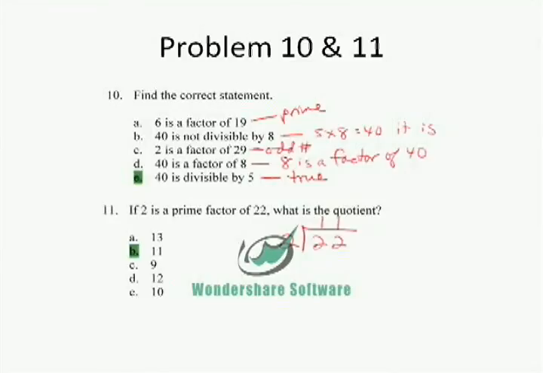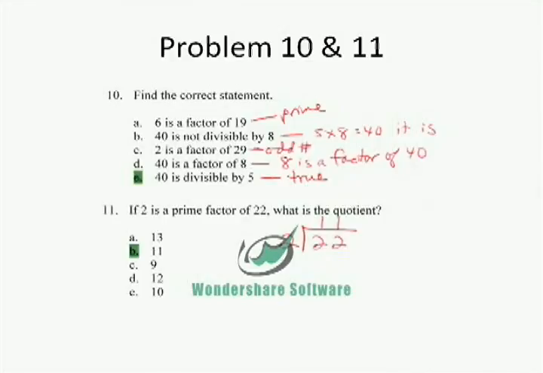Letter D says 40 is a factor of 8. That's not true. 8 is a factor of 40. In other words, 8 times 5 is 40. 40 is the product, but not the factor.